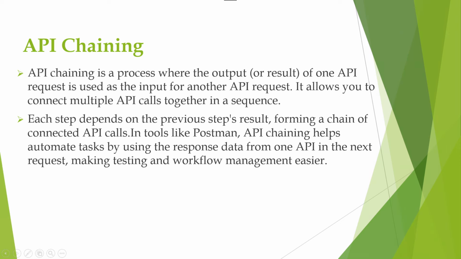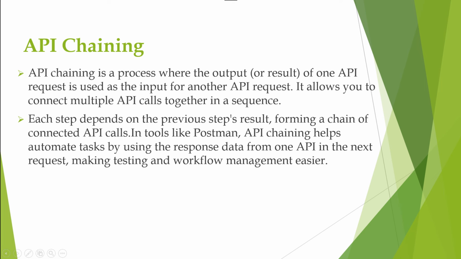In this video, we shall see what we mean by API chaining and how it works. API chaining is a process where the output of one API request is used as the input for another API request. It allows you to perform complex workflows by linking multiple API calls together. In other words, API chaining is nothing but a set of API calls which are interconnected to each other. If one of the requests fails, then it will impact other requests also.